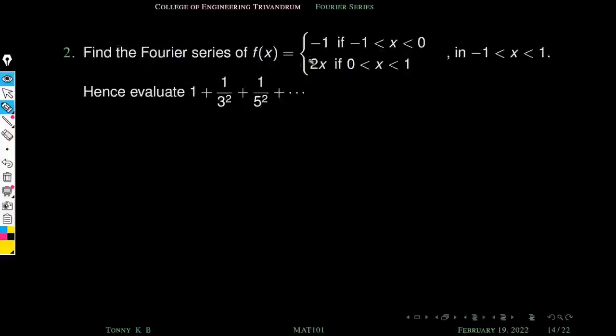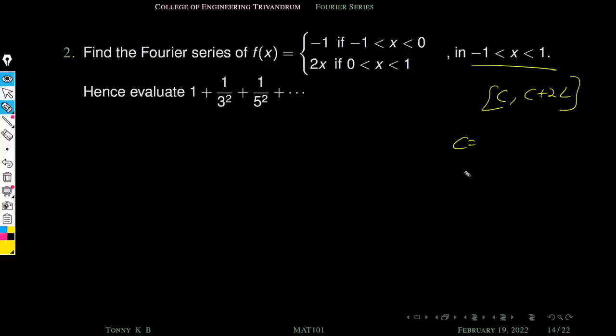Next we consider a general type of problem. Find the Fourier series of this function. The function is defined like this: minus 1 if x is in between minus 1 and 0, 2x if x is in between 0 and 1. So actually this function is defined in the interval minus 1 to plus 1. We know that our general Fourier series is defined in the interval c to c plus 2l. Here our function is defined in this interval.